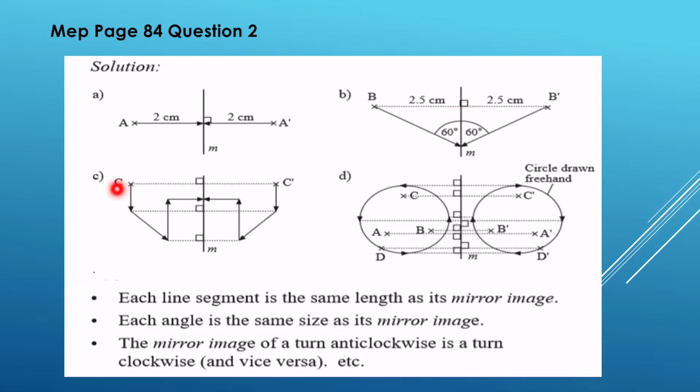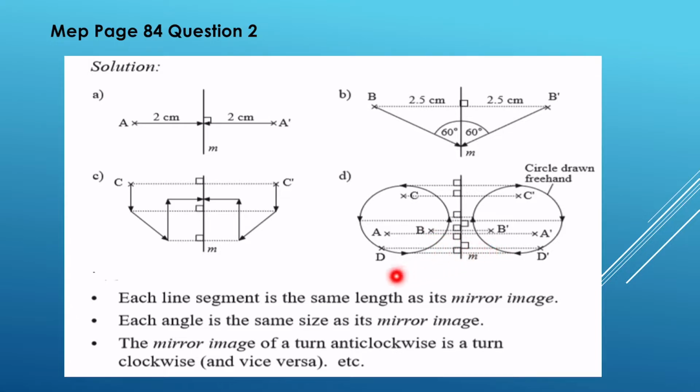Same for C. We have 1, 2, 3, and 4 segments. We need to draw 1, 2, 3, and 4 segments while making sure that each point of these segments has the same distance that the original point has to the mirror line. Last part, which is D: point C prime has the same distance. Point A prime, both have the same distance. Also, do not forget that the line should be perpendicular here.